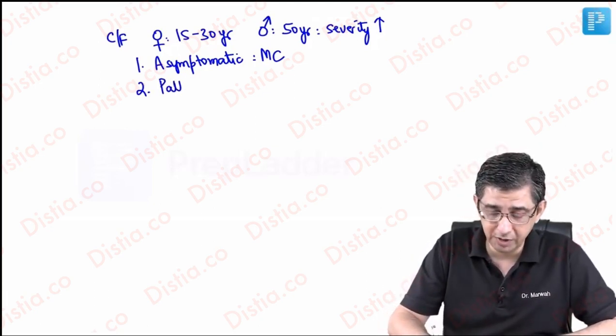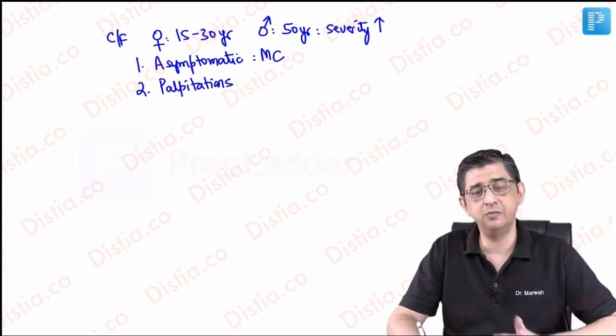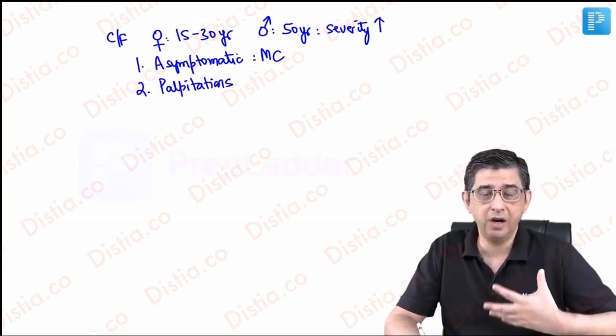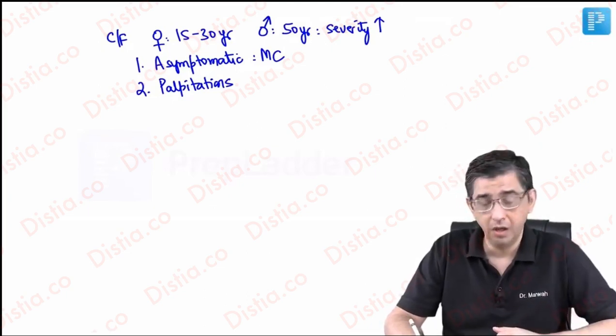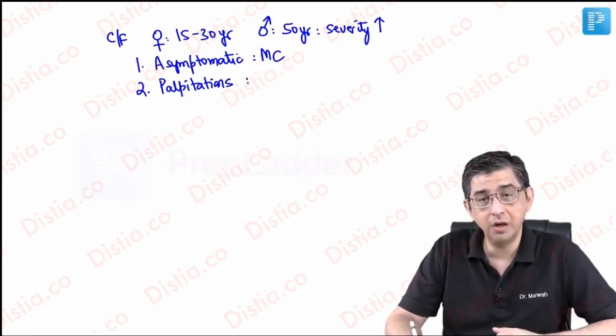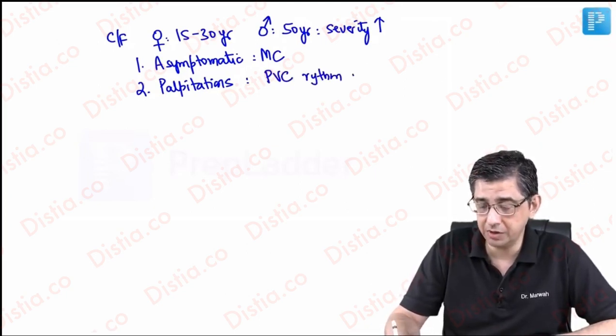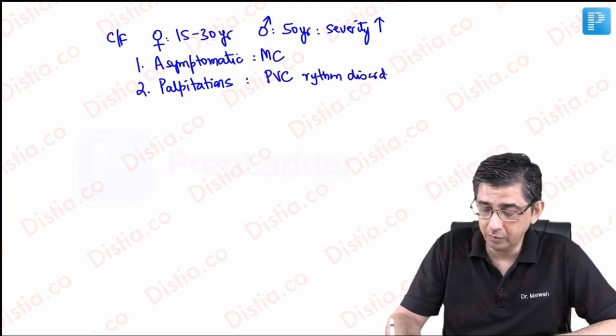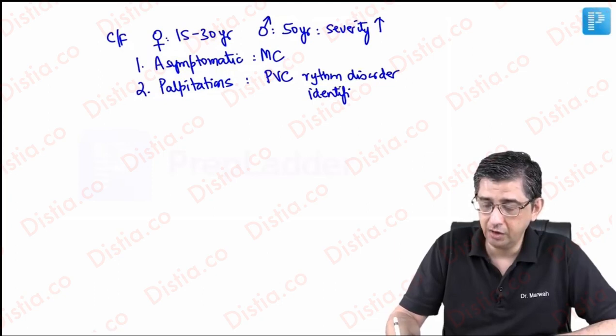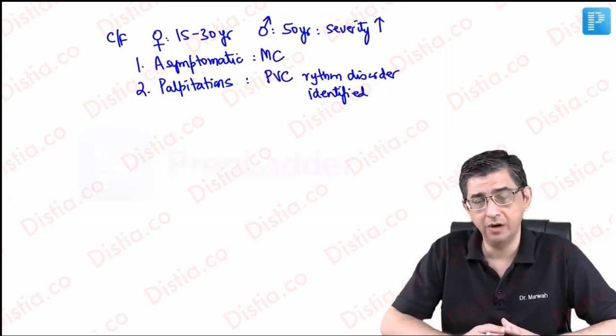So a lot of these patients will say, doctor, even when I'm sitting on a chair comfortably, I feel as if my heart is racing. I can feel my heart beating fast in my chest. In fact, in these patients, if you run an ECG, you will be able to identify a very common rhythm disorder. In fact, this is itself a question. What is the common rhythm disorder which can be identified in MVP patients? Then your answer would be premature ventricular contraction.